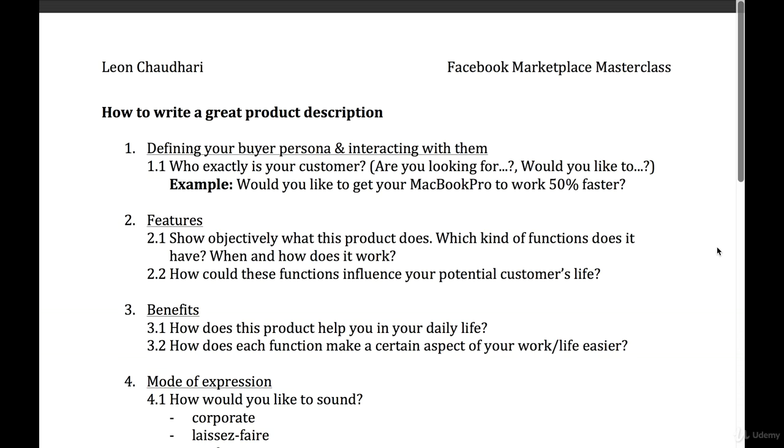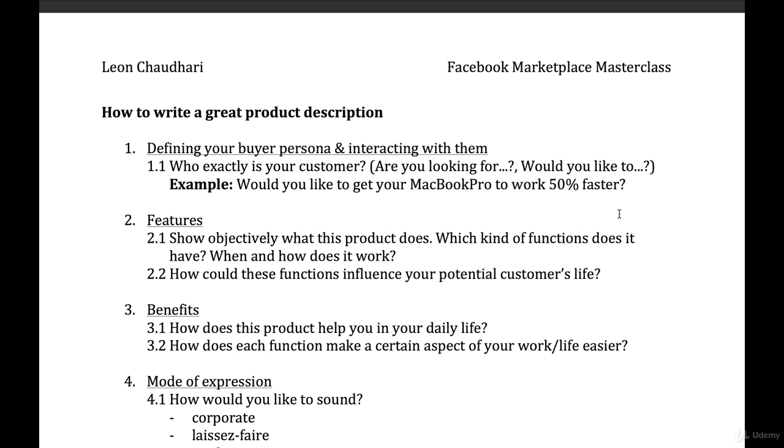In this video, I would like to show you how you can write an amazing product description. So when you want to write a product description for your Facebook Marketplace product, there are a couple of things that you need to look out for. And I prepared for you one worksheet. You can download this worksheet in the right lower corner. Just click on download resources and you will have this page right on your desktop.